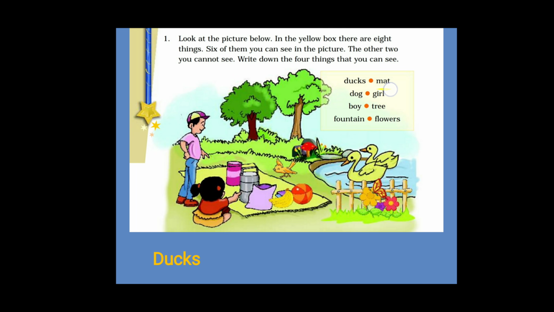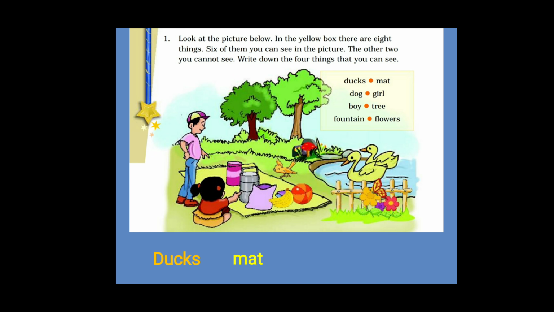Second, mat. Can you see a mat? Look at the picture carefully. Yes, you can see the mat. Now dog. Can you see a dog in this picture? Anywhere in this picture can you see a dog? No.